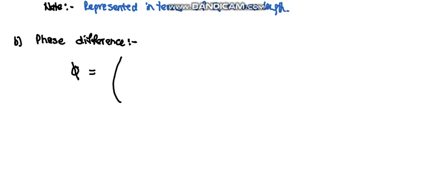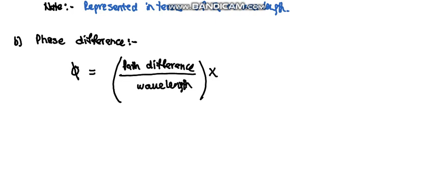Now the second thing is phase difference. The formula for phase difference is phi, the phase difference, equals path difference divided by wavelength, multiplied by 2 pi or 360.